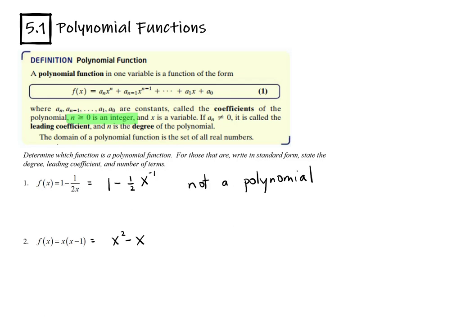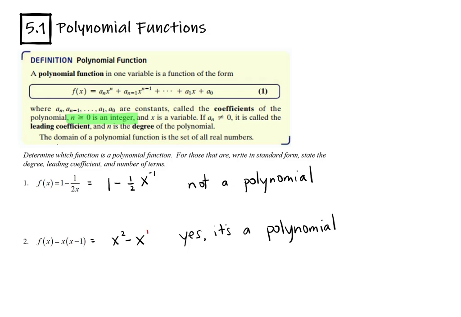And looking at this, does this fit the definition of a polynomial? Do I have variables with powers that are whole numbers, integers, positive integers? And that's an invisible power of 1 and a power of 2. So that's okay. So yes, this is a polynomial. And because it's a polynomial, we're going to look at the rest of the question.